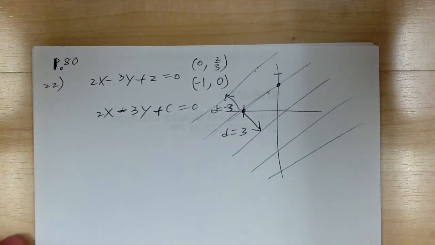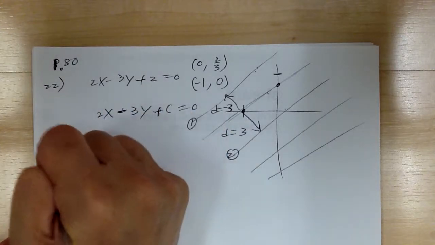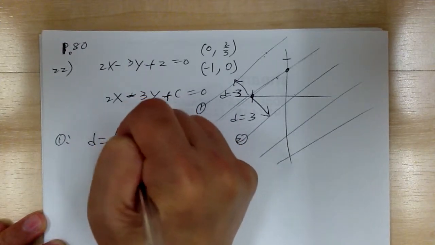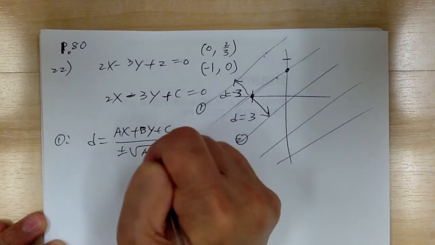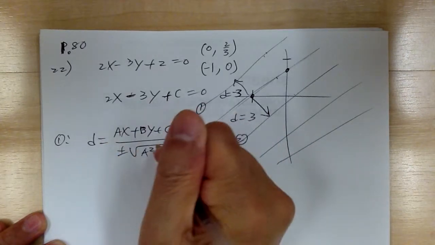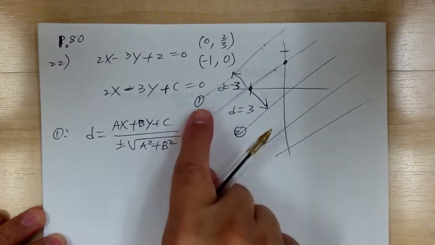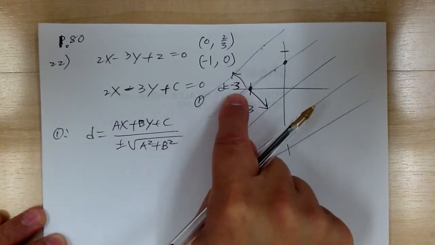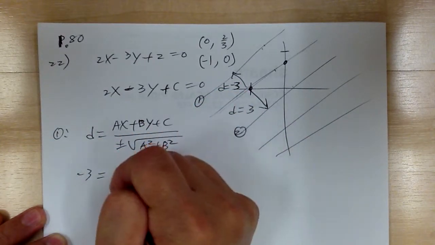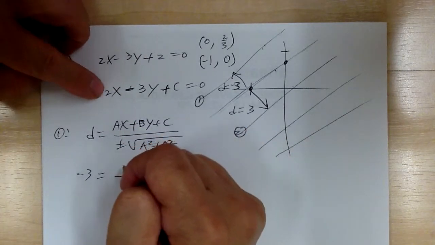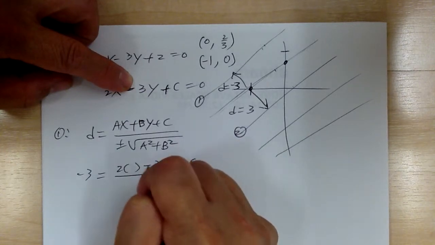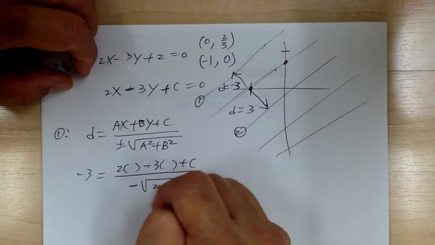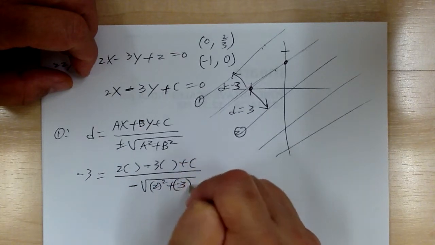Same as before, I'm going to call this 1 and call this 2. For the first one, again, use the distance formula: d equals ax plus by plus c over plus or minus the square root of a squared plus b squared. Keep writing it, it helps you to memorize the formula. For equation 1, d is negative 3. So negative 3 equals, the family is this one here, 2 times blank minus 3 times blank plus c, over negative, because this is negative, square root of 2 squared plus negative 3 squared.